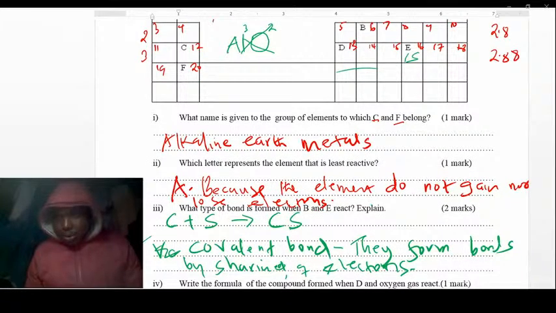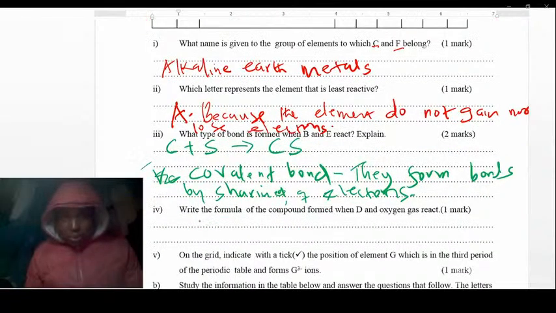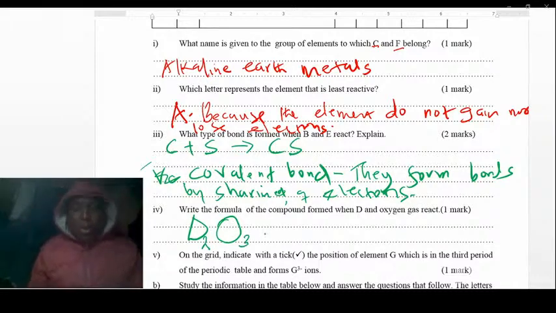And then you need to use the letters that were given. Therefore, it is going to form D, which represents aluminium, and oxygen. So oxygen will have 2 here, and aluminium will have 3. So this is the formula of the compound that is formed.